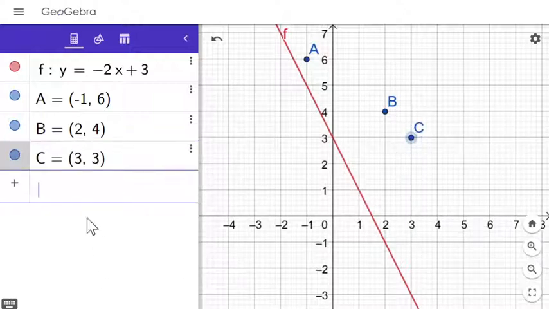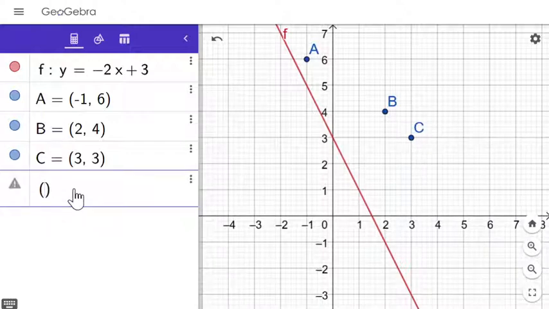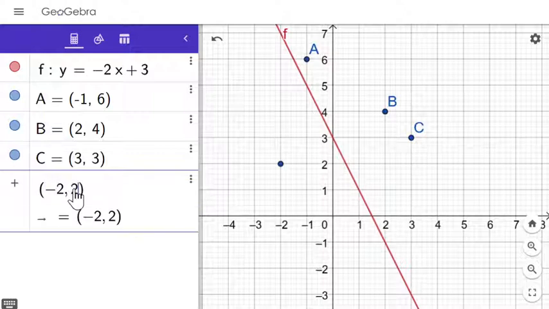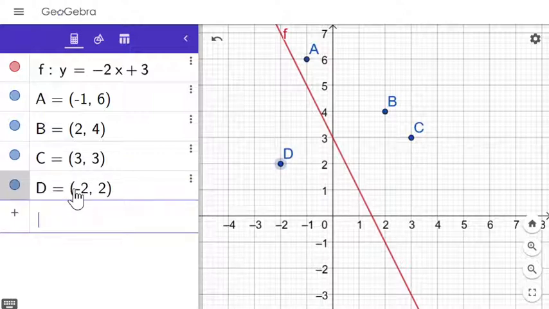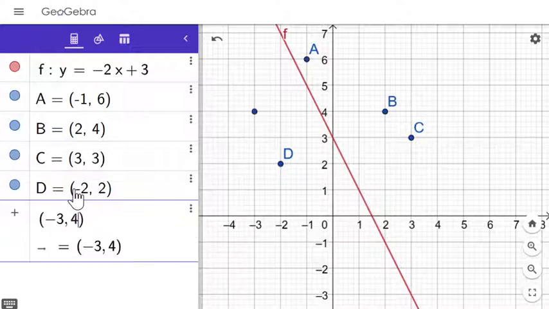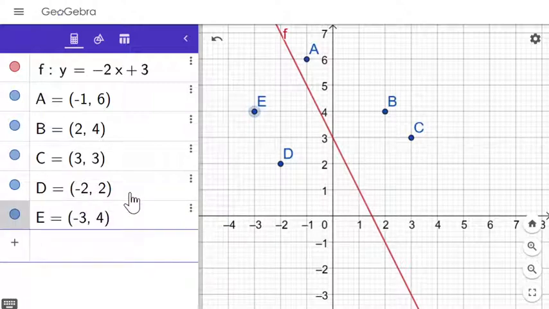A point that did not work was -2, 2. It did not work. And then another one that did not work was -3, 4. That point, negative 3 comma 4, did not work. So far with only 5 points up here, these 3 worked and these 2 did not. So hopefully we can see what's going on here.